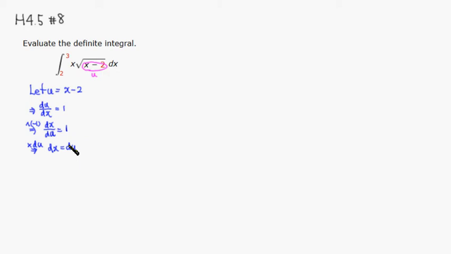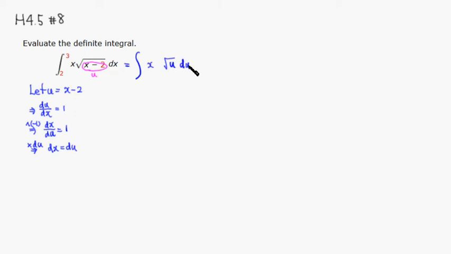Then we can start rewriting it. So this is going to be the integral. We still have x here, then we have the square root of u. dx is the same thing as du.